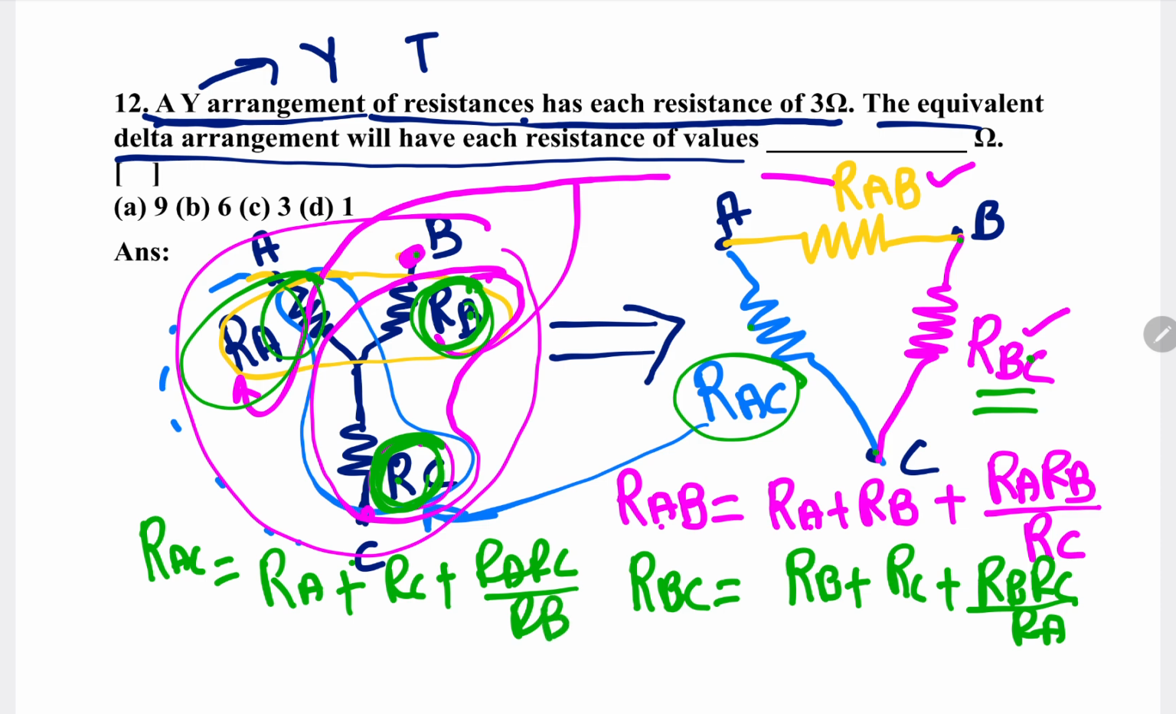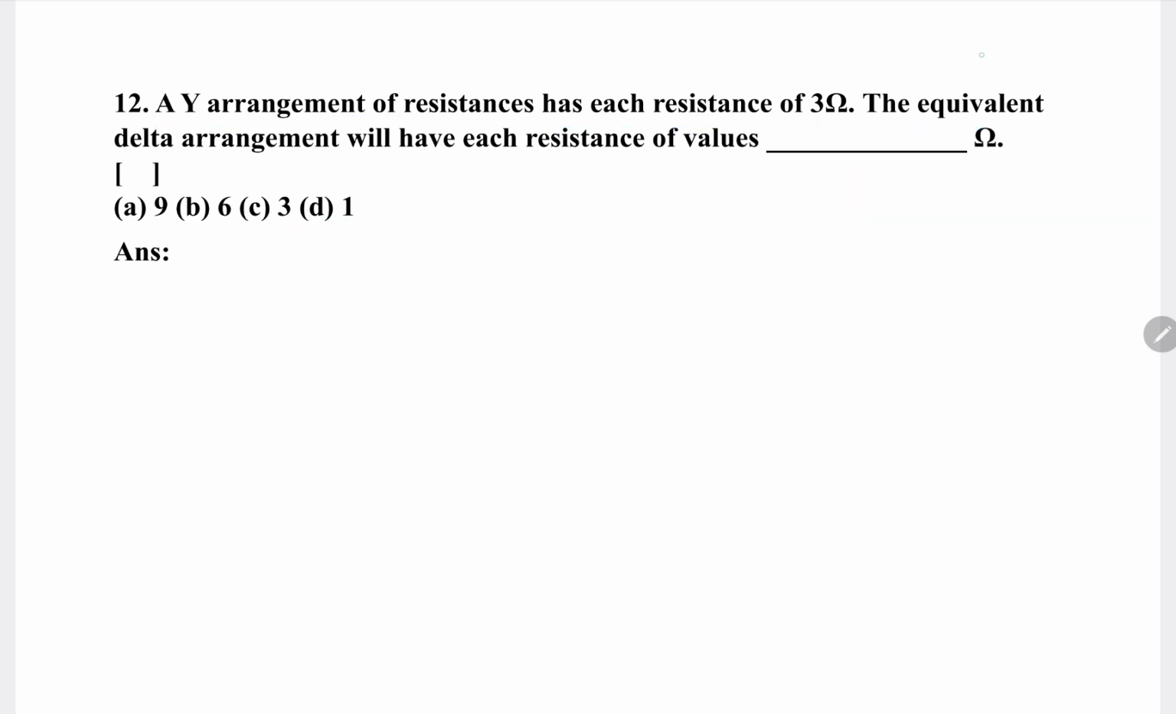So whenever I change the star network into delta network, T network into pi network, star is also called as T network, this delta is also called as pi network. These are the formulas. Now let us see how to transform delta network into star network. Let us understand how to change delta network into star network.